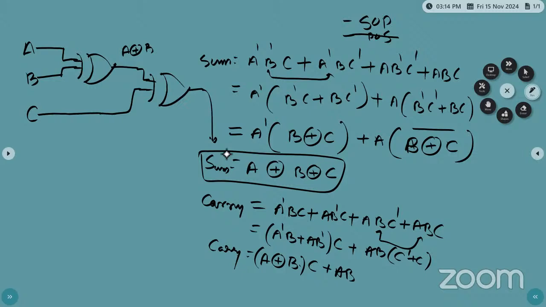Okay, now the carry expression. Carry comes from A XOR B dot C plus AB. So now here A, B, this is AB. Then you can take another AND gate. What is the AND gate? The XOR output and C.